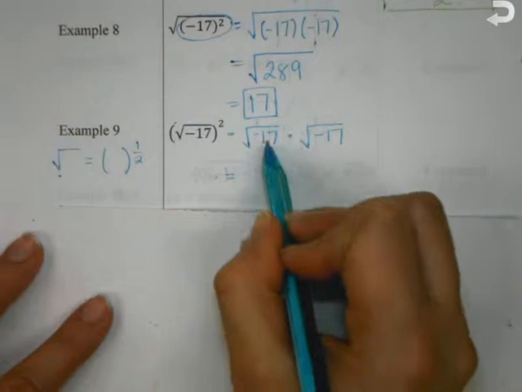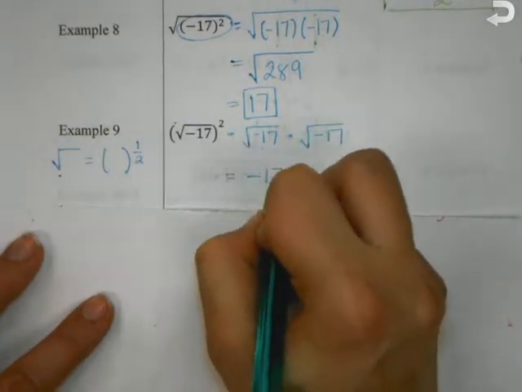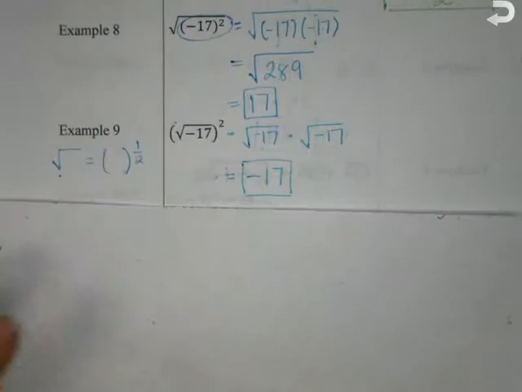Make sense? Okay, so if you're squaring the whole thing, the answer is just what's on the inside. If you're squaring the inside, your answer should come out to be positive. Okay, so there is a difference between these two and what it is they're asking us to do.